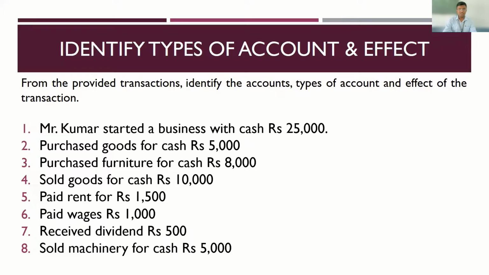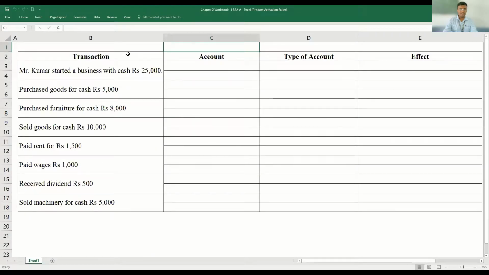So we have 8 transactions over here, and these 8 transactions, we will be working out in this manner. We would be preparing a simple table. In this table, we will be having the transaction. From each transaction, we know there are always two accounts involved. So we will identify which those 2 accounts are. Then we will try and identify what type of account it is. Is it personal, real, or nominal? And then we will try and evaluate the effect. Okay, is it debit effect or is it a credit effect? So this is how we would be going about with this particular activity.